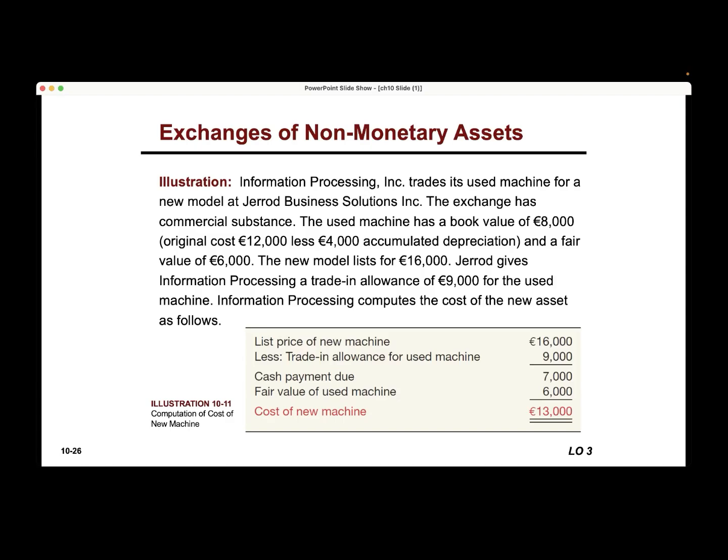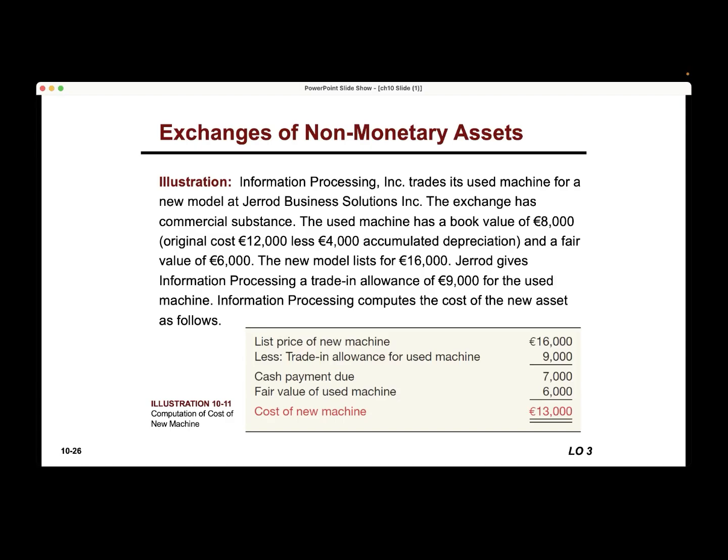Let's walk through an example to give a clear explanation. So we have Information Processing Incorporated, a company that trades its old machine for a new one at Jared Business Solutions Incorporated. Now, this exchange has what's called commercial substance, which just means that it affects the future cash flows of Information Processing.